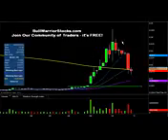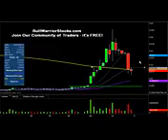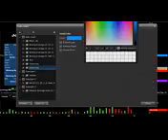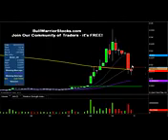Now, in terms of resistance levels, the first level of resistance is coming from this high back here at 0.0185, and then on this candle too, the high was at 0.0185. So this would be the first level of resistance on any sort of bounce that you're going to want to see the bulls get above.